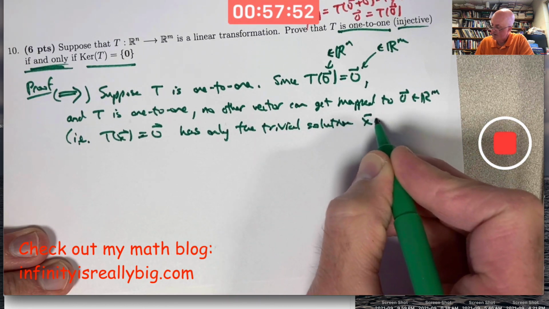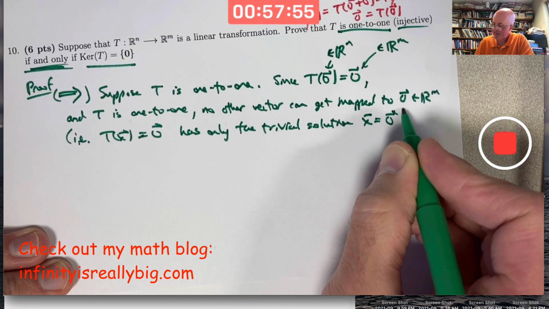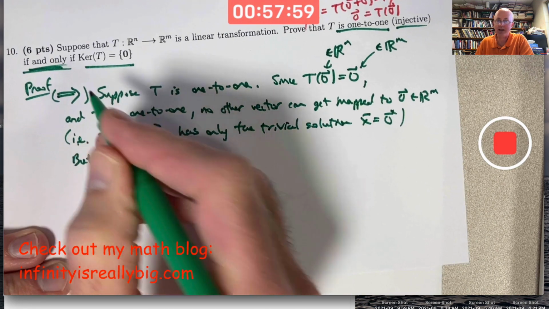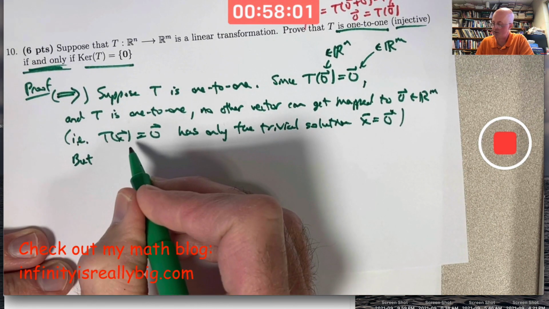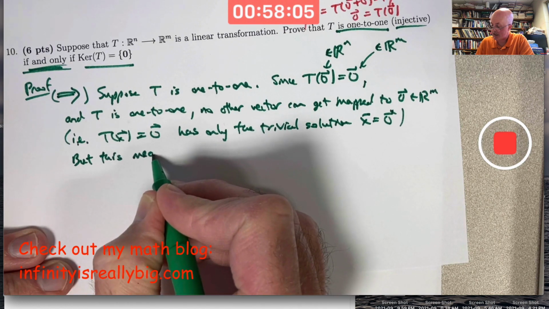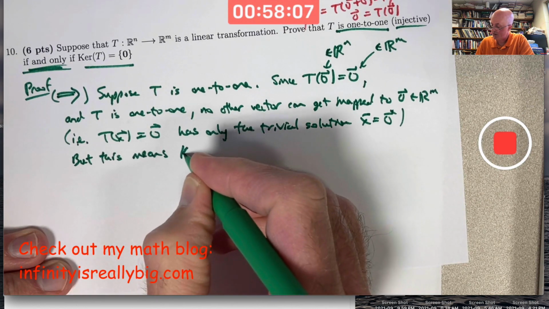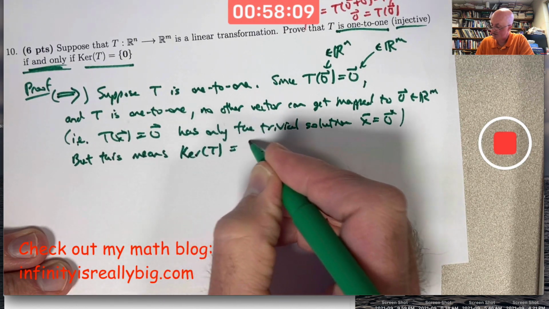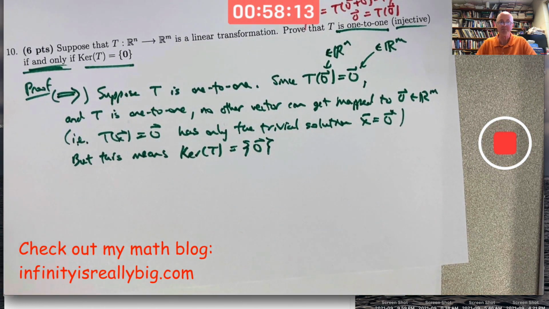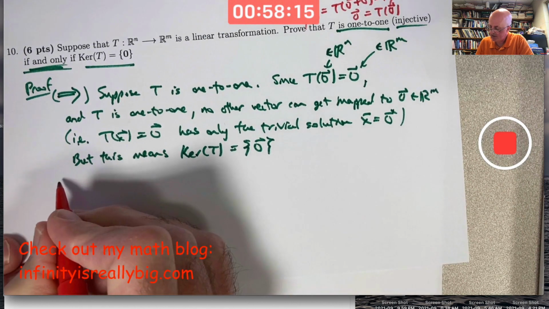X equals 0. But that exactly means that the kernel is trivial, because the kernel of t is by definition the solution set of this homogeneous equation. But this means, by definition, that ker of t, the kernel of t, is just the zero vector. Okay, so that part's easier. The other part's a bit trickier.